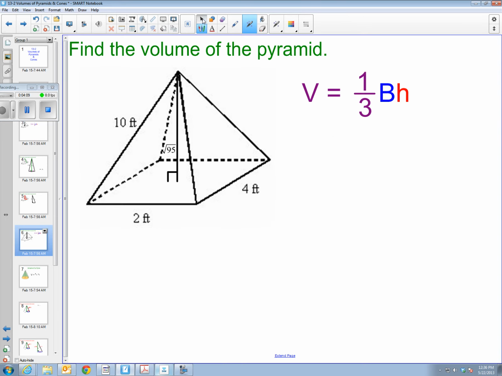Getting back to our formula, it's 1/3 base height. Our base is the 2 times the 4 because it is a rectangular pyramid. 1/3 times 4 times 2 times the square root of 95 would give us 25.99 feet cubed. We found the volume of our rectangular pyramid.